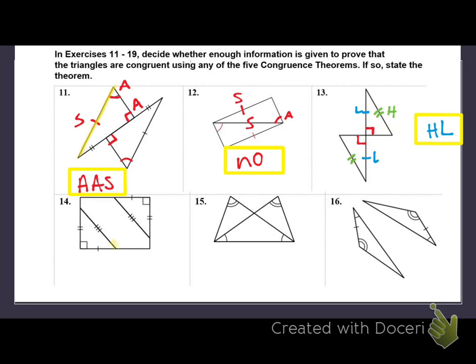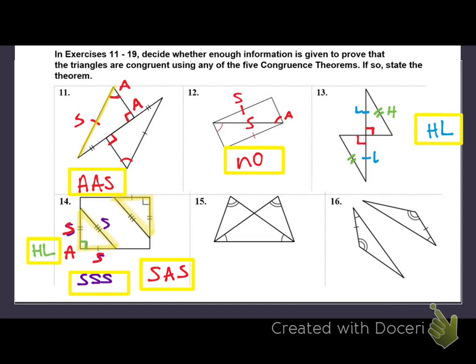This next one, again, how many pieces of information do we have in each triangle? We got 4. So we've got a lot going on, which means we are going to have more than one theorem. So what is one theorem? We see side, side, side. That's good. We see side, angle, side. That's good. There's one more. Correct. We got hypotenuse leg. The hypotenuse is the one with the 3 marks, and then obviously there's a leg congruent to a leg somewhere.